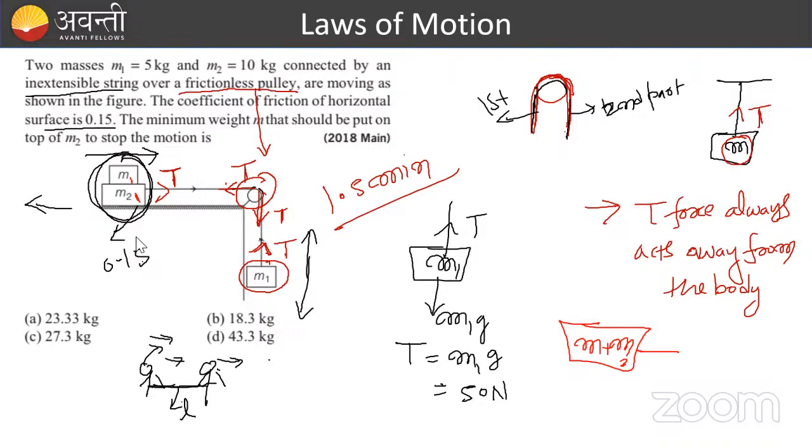Now on this, tension force is acting in this direction and there is friction present on this surface. Then what will it do? Tension will try to move it in this direction. Friction will act in this direction. So friction force in this direction. Now, what is the question? Minimum weight m that should be put on top of M2 to stop the motion.